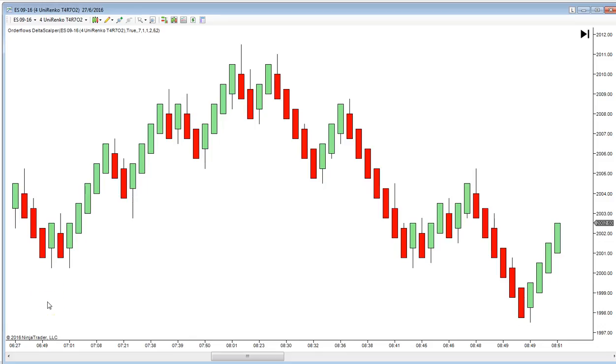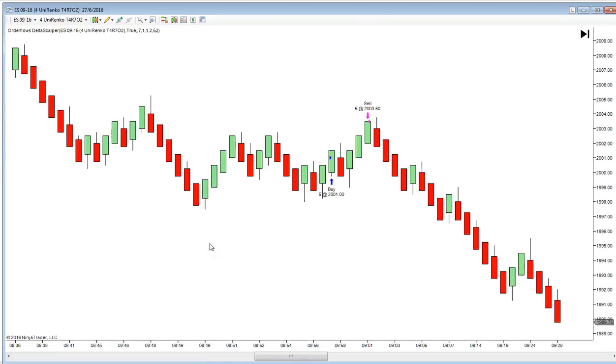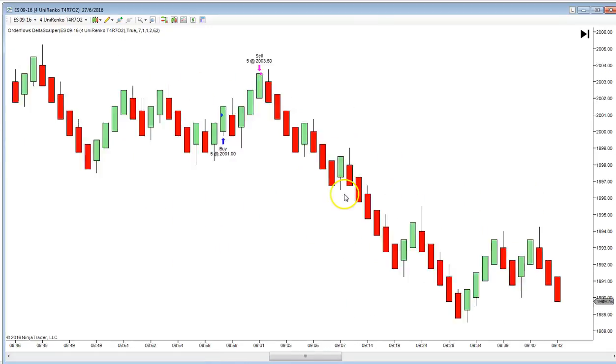Okay, so one of the questions I get asked once in a while is, hey, can I use the Delta Scalper or the price rejector on a Renko chart? And yes, you can. This is a Renko chart, a Uni Renko chart. This is the Delta Scalper, and this is that trade I took in the S&Ps earlier.